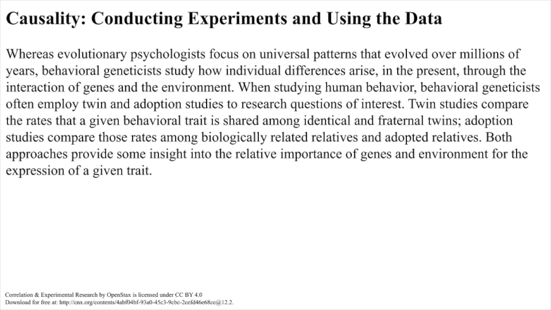Causality, conducting experiments and using the data. As we have learned, the only way to establish that there is a cause and effect relationship between two variables is to conduct a scientific experiment. Experiment has a different meaning in a scientific context than in everyday life. In everyday conversation, we often use it to describe trying something for the first time, such as experimenting with a new hairstyle or a new food. However, in the scientific context, an experiment has precise requirements for design and implementation.